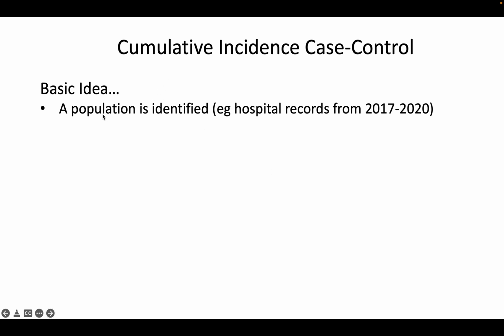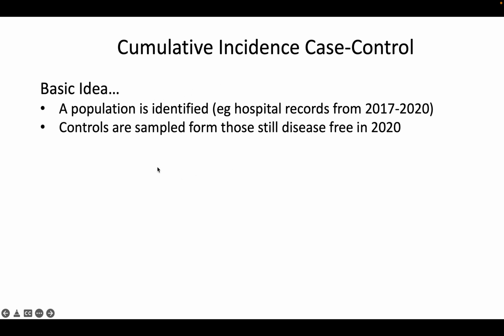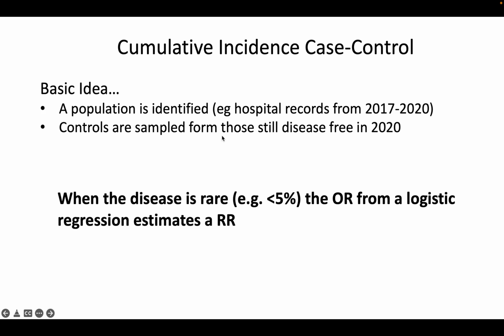So now, just talking about cumulative incidence, that's the other kind of time-based control selection. We have the same scenario, hospital records from 2017 to 2020. Instead of picking a control every time a case occurs, we just wait until the end of the study period, 2020, and choose from everyone who didn't become a case. In this situation, the odds ratio only estimates the relative risk when the disease is really rare, like less than 5% in the population.